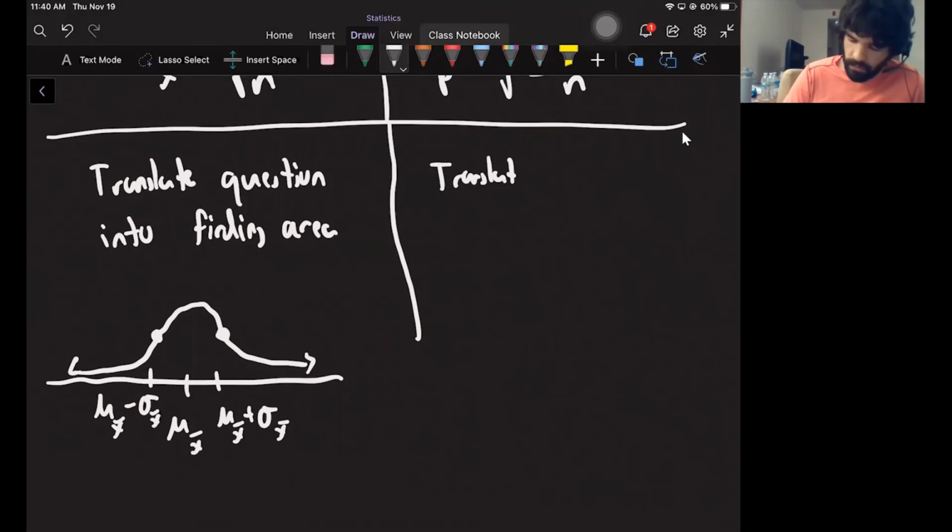So this one is found by using the numbers on this side. The mean we know from earlier, then we add the standard deviation and we subtract the standard deviation.